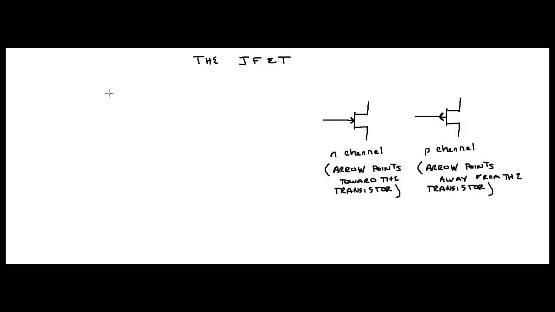Alright everybody, so let's talk about the field effect transistor. That's what the F, the E, and the T mean, field effect transistor. Now, there are many types of these, but in this specific portion, we're going to talk about the JFET, alright?